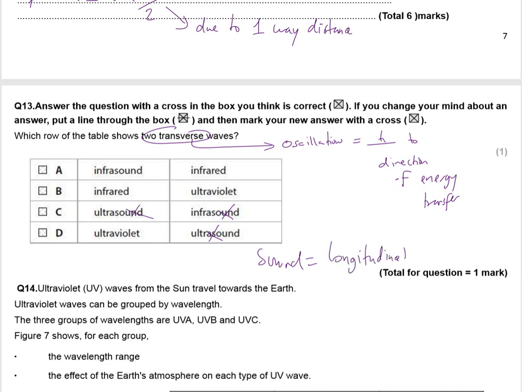So by default, C is wrong, D is wrong. And A is wrong. So therefore, the only acceptable answer is B. It doesn't matter if we don't know what infrared is or what ultraviolet is. All we know is sound is longitudinal. So by default, all the options with sound are crossed out automatically. Hopefully this helped you out.